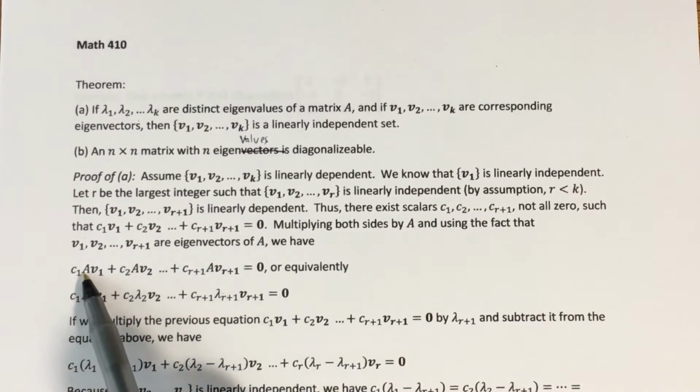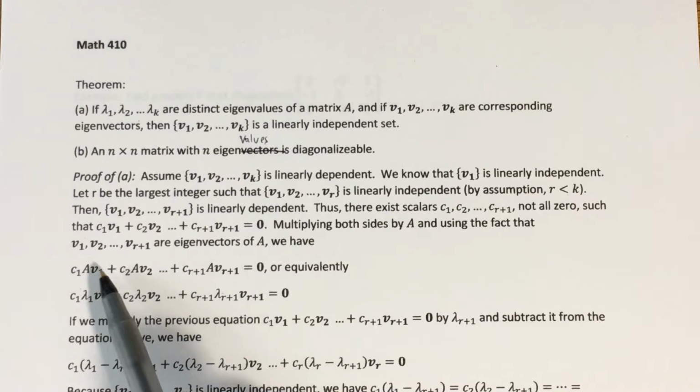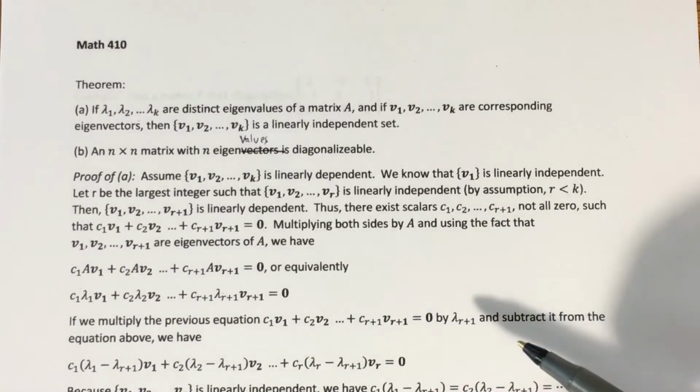Equivalently, what I can do is group up each of these A v1, A v2, and so on, and change them into lambda 1 v1, lambda 2 v2, because these are equal to each other. That's what it means for lambda 1 to be an eigenvalue of A, with v1 being a corresponding eigenvector. This would equal this, and so on and so forth down the line.